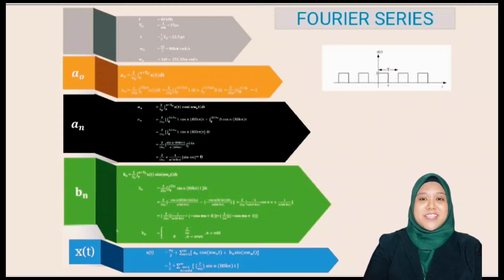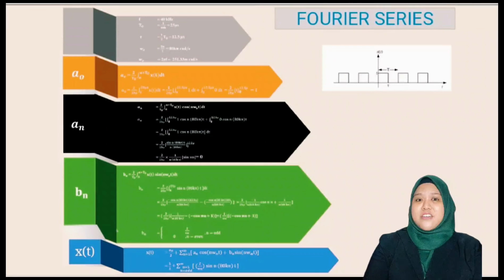I'm Nohani Shazwani binti Mokhtar, my matric number CA190207. I want to present my part, which is manual calculation. From question 2, we need to find the Fourier series expansion for the signal x(t) given in the figure theoretically.